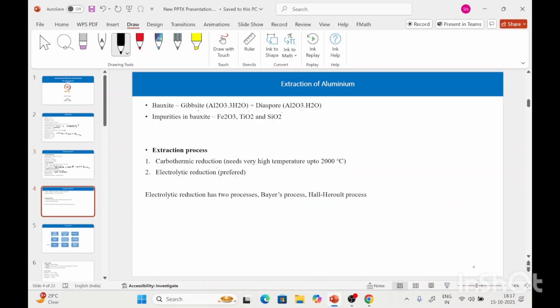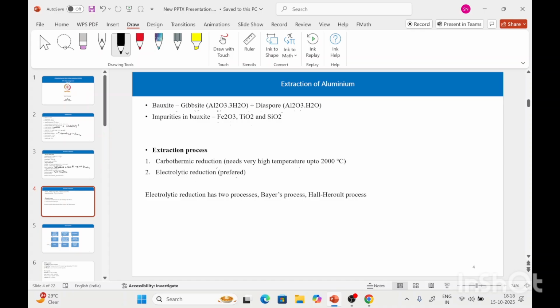Next is the extraction of aluminium. The aluminium is extracted from its major ore, which is bauxite. Bauxite contains two types of minerals. First is gibbsite and second is diaspore. Gibbsite has the chemical formula Al2O3 with 3H2O, and diaspore has this formula. And in the ore there are also some impurities, which are iron oxide, titanium oxide, and silicon oxide.